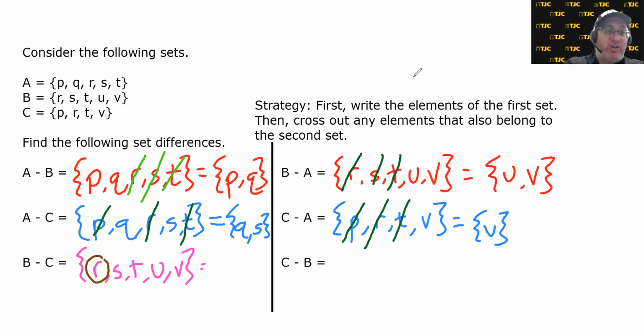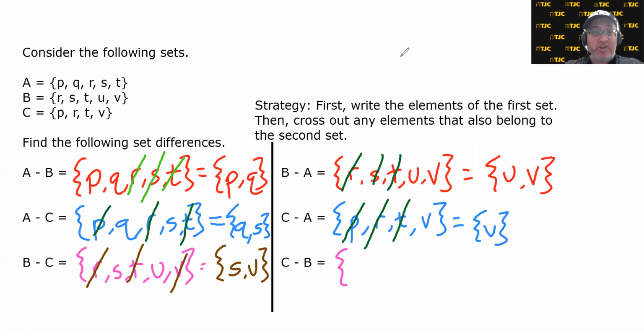R, do you belong to C? Yes, you do. Since we're taking away C, the R is gone. There are two other letters we're going to take away. The T, it belongs to C. And the V, it also belongs to C. So T and V are gone. That leaves us with S and U. Did you get that? I hope you did.